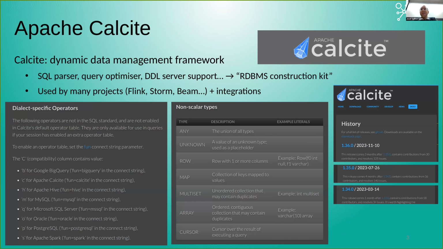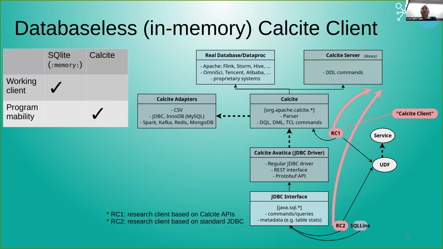So we are using Calcite, which is kind of a relational database management system construction kit, in order to parse our SQL queries and understand better what relations are involved and what statistics we may expect. So I will skip most of this slide. We had the idea to build something as simple as SQLite, which works in memory as a simple research client on Calcite, but make it programmable so that we can bring in our own hooks. And this is the slide I already presented during WoSC9 earlier this year. And now I show what we have done since then.